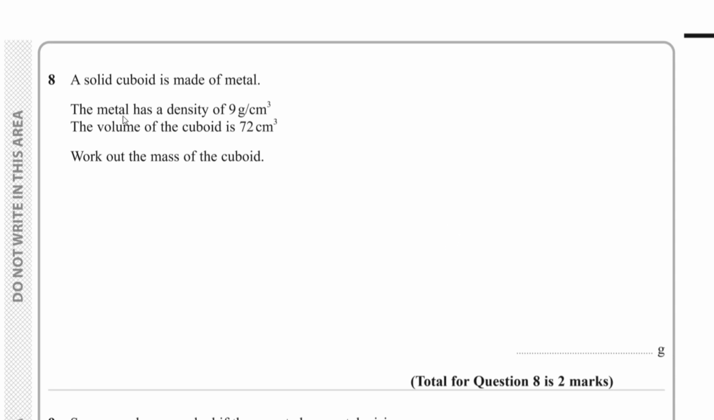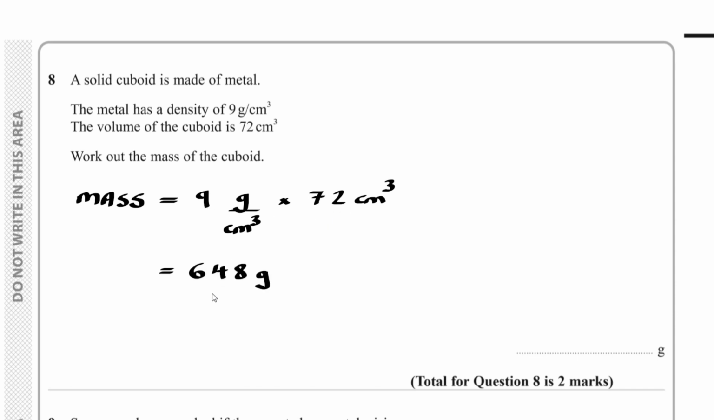Question number 8. A solid cuboid is made from metal. The metal has a density of 9 grams per centimeter cubed. The volume of the cuboid is 72 centimeters cubed. We have to work out the mass of the cuboid. So the mass is equal to 9 grams per centimeter cubed multiplied by the volume, 72 centimeters cubed. 9 times 72 is 648. So the mass is 648 grams.